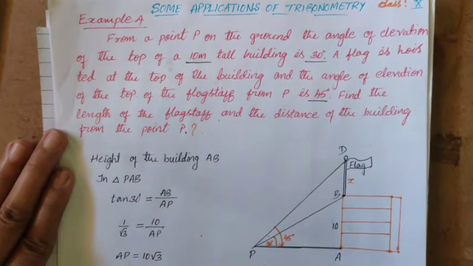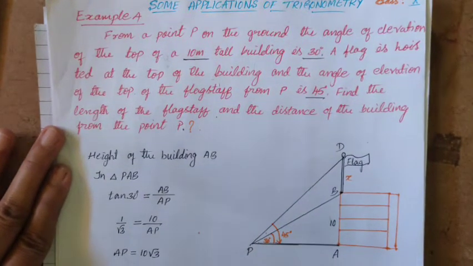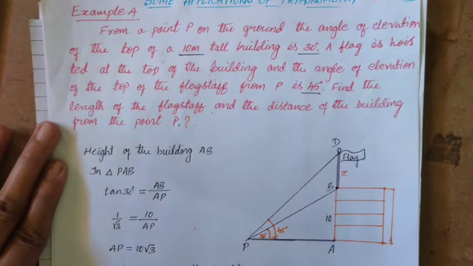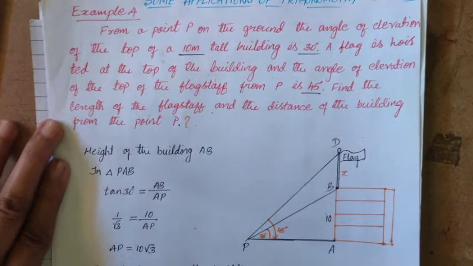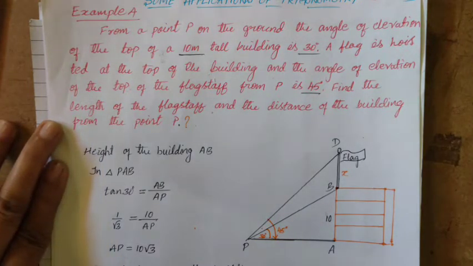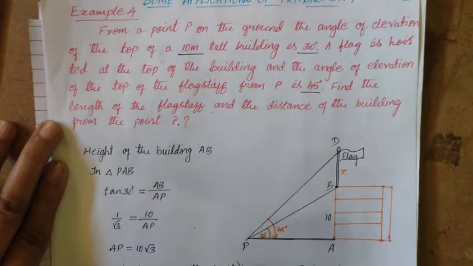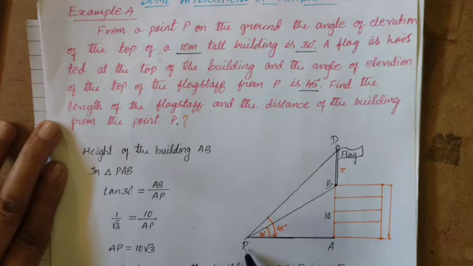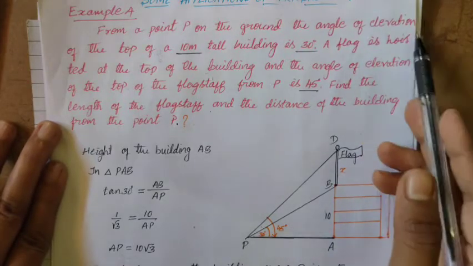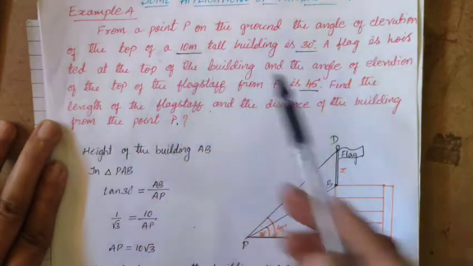Students, you can read the question very carefully, analyze it, and draw the figure according to the given data. I read the question again. From a point P on the ground, students look at this one. This is point P. The point P is nothing but the point of an observer. An observer is standing at the point P. The angle of elevation of the top of a 10-meter tall building.